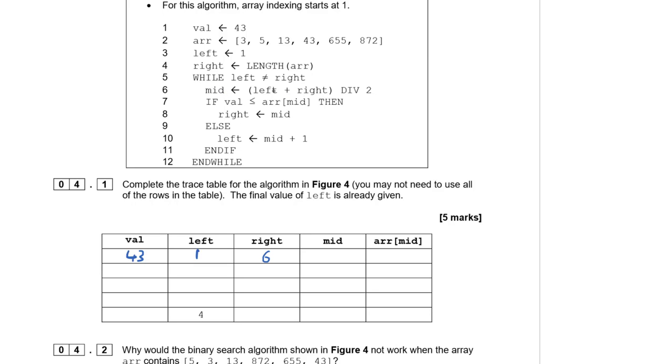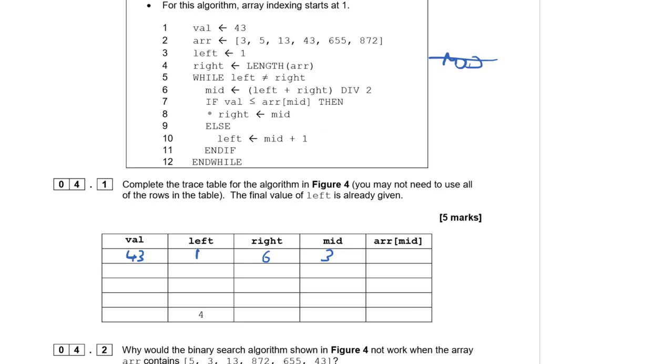We're initializing mid to left plus right div 2. So first of all, left plus right, so 1 plus 6 is 7, div 2. So div is integer division, so we're basically saying how many full times does 2 go into 7. So 2 goes into 7 3 times, remainder 1, but we're not concerned about the remainder. The remainder is mod, I'm not worried about that. So 7 div 2 is going to be 3. So that's the value for mid, because that's how many whole times 2 goes into 7.